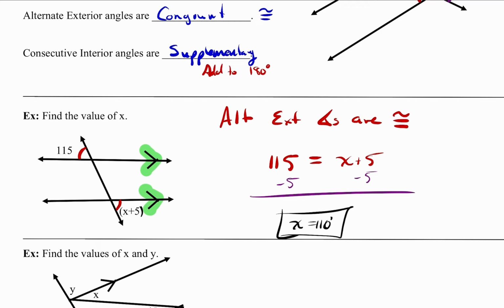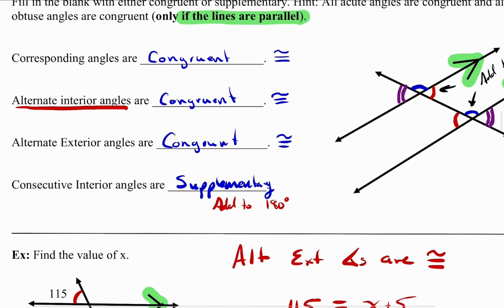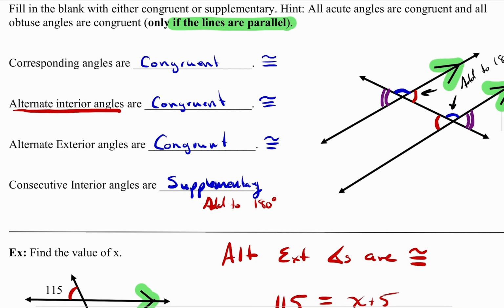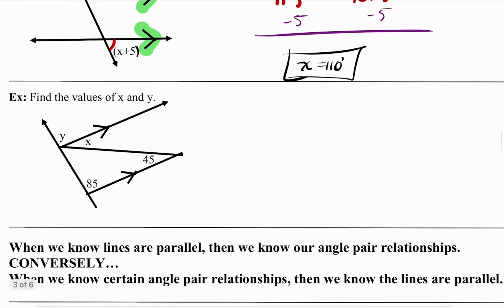That's all there is to some of these problems. They're not going to be super difficult, but it is going to be really important that you remember which angles are corresponding, which ones are alternate interior, which ones are alternate exterior, and which ones are consecutive interior, and that they're going to be congruent and supplementary. So let's keep moving on.